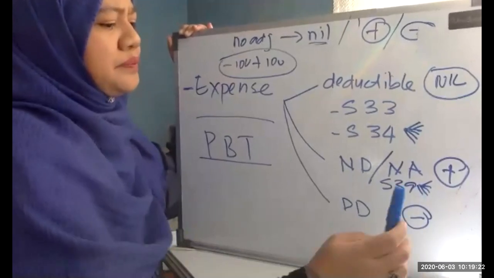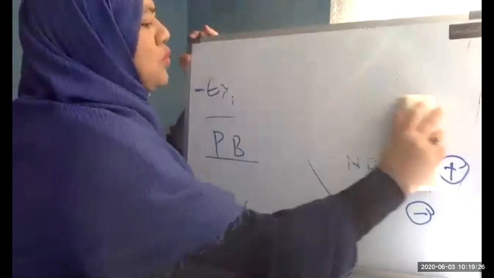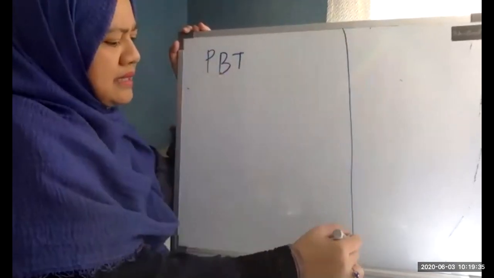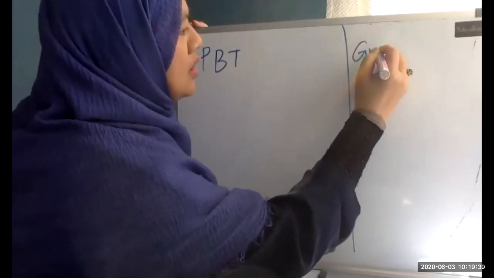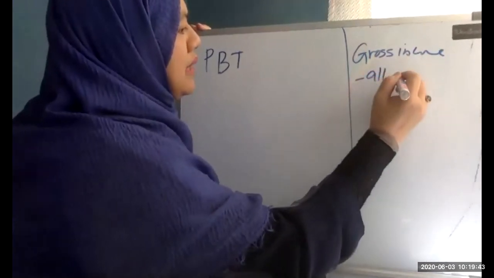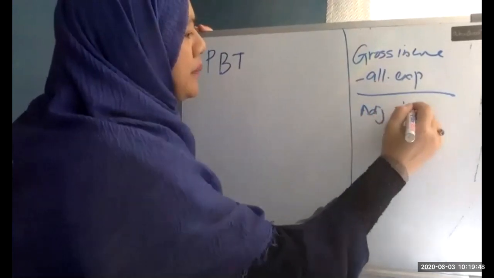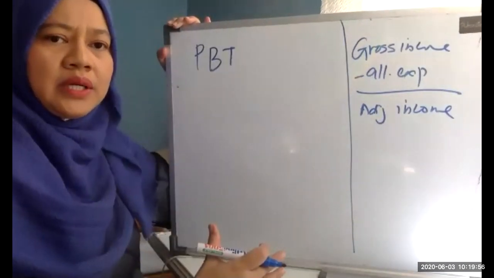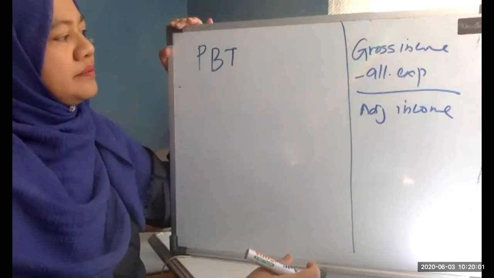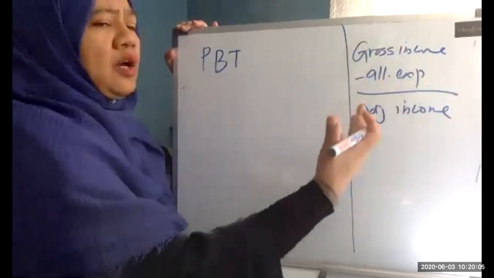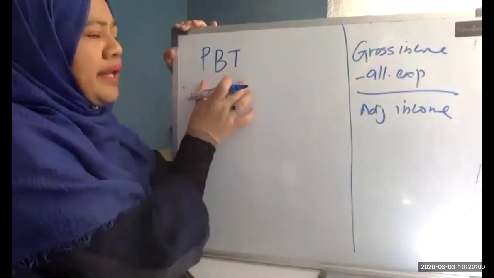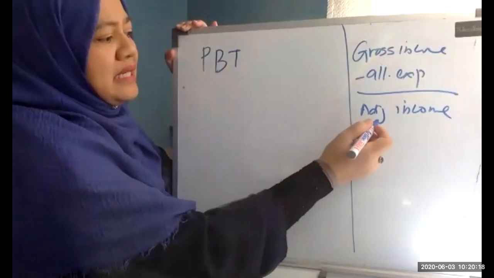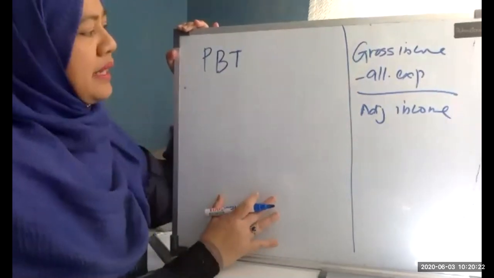Okay, so now let's look into the example. As I said earlier, we start from profit before tax. The law says that in arriving at adjusted income, it is your gross income minus allowable expenses. Then you come to your adjusted income. So that's the law. But in practice, when you do tax forms for companies, even when you're working in a firm, rather than having gross income minus allowable expenses, given the profit and loss account, we already have your profit before tax. So we start from profit before tax and work backwards. At the end of the day, your adjusted income will be the same as your working from PBT. So in practice, this is how you do it.